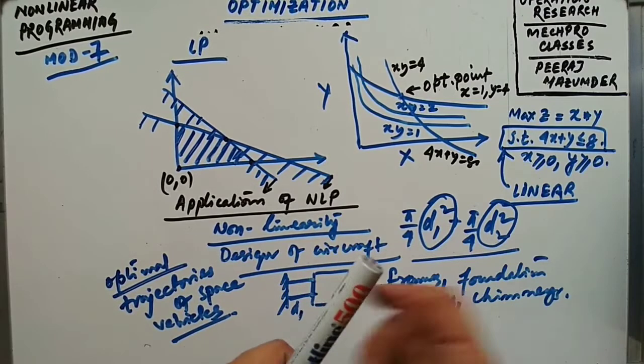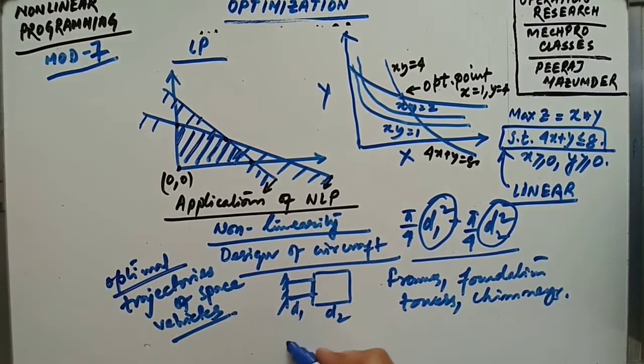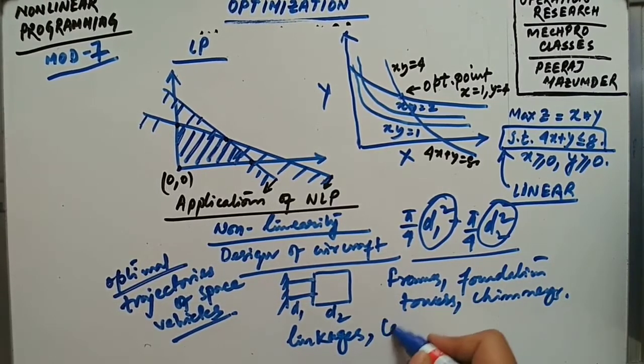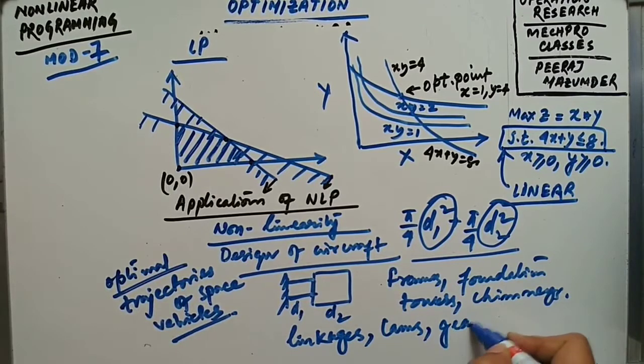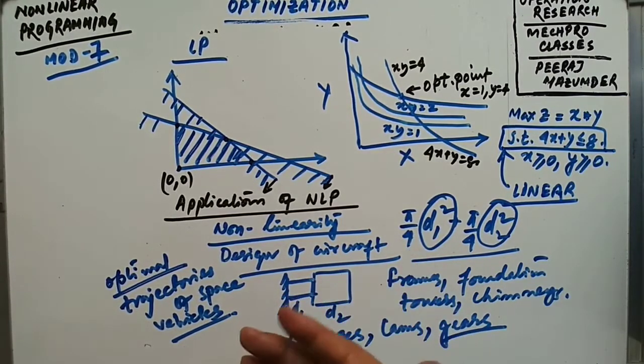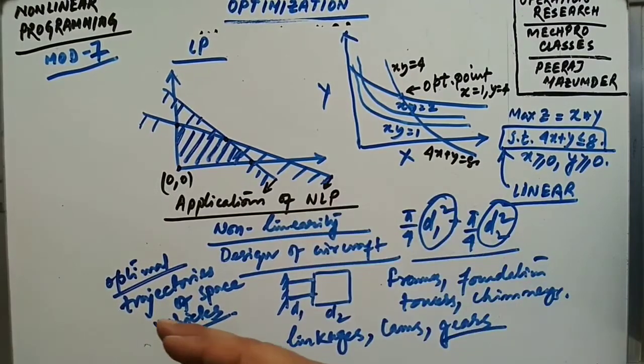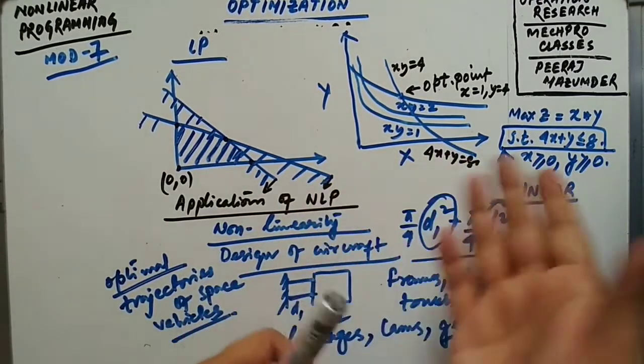Now coming to mechanical components, we have optimal design of linkages, cams, gears, and machine tools. In pumps we are also using NLP, as well as turbines, heat transfer equipment for maximum efficiency, and motors, generators, and transformers. Dynamic problems are also somewhat related to this, and we will cover the concept of dynamic programming in a later part of the video.